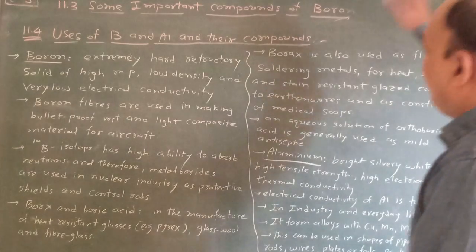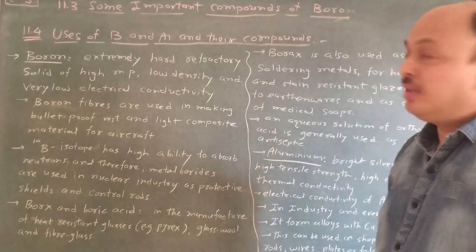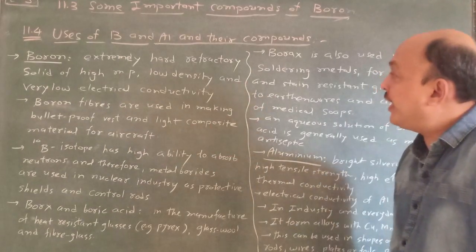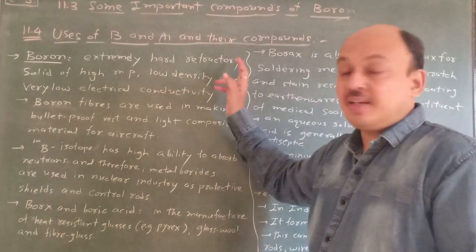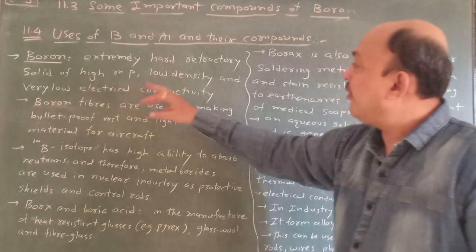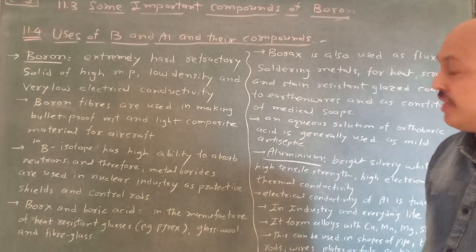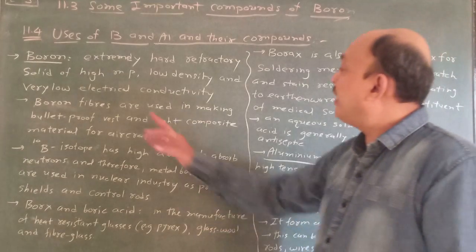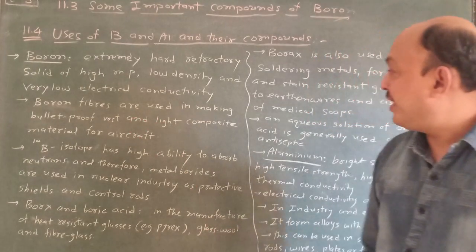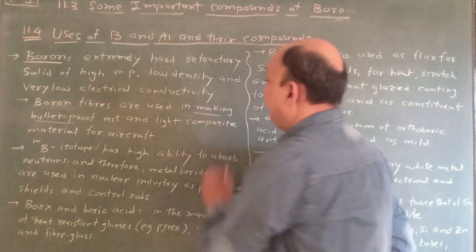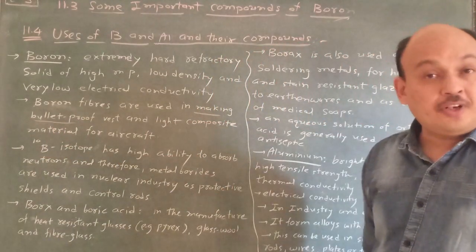Now, uses of boron and aluminium and their compounds. This is actually homework, but yes, this is very important. Boron is an extremely hard refractory solid of high melting point, low density and very low electrical conductivity. Boron fibers are used in making bulletproof vests and light composite materials for aircraft.